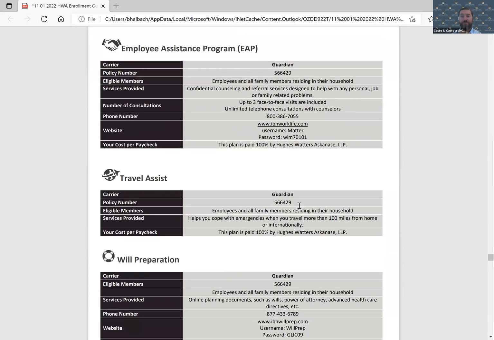This is the free stuff page. It's super exciting. You've got a couple of different ways to get free stuff. So Guardian offers up to 3 face-to-face therapy visits, which is super cool. It's a great way to get help when you need it. Just got to remember the website, and it's free to you. We really like that one.